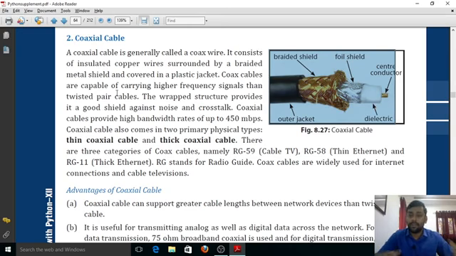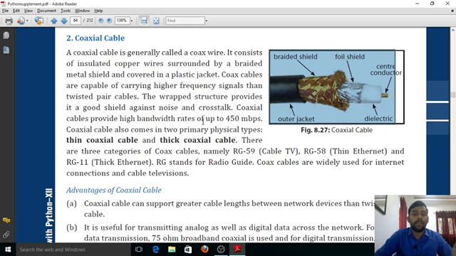So we have a lot of coverings, right? So it will be very good at transmitting data without losing data. Data carrying capacity will also be higher. Then it is less susceptible to interference or crosstalk. A coaxial cable is generally called coax. It consists of insulated copper wire surrounded by a braided metal shield and covered in a plastic jacket. Coaxial cables are capable of carrying higher frequency signals than twisted pair, of course. The wrap structure provides a good shield against noise and crosstalk.